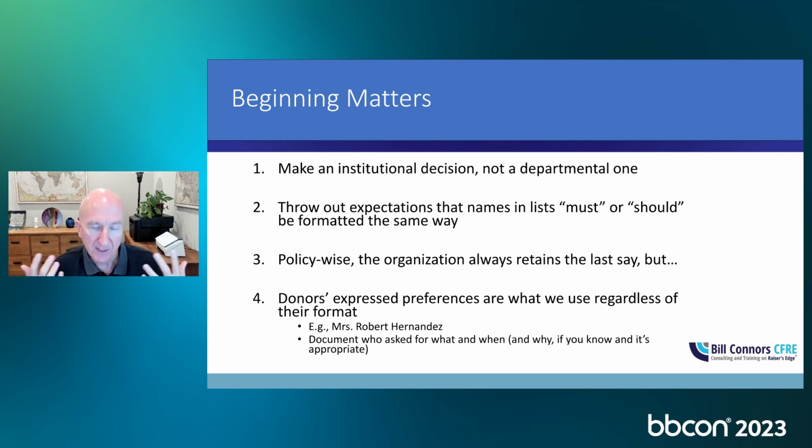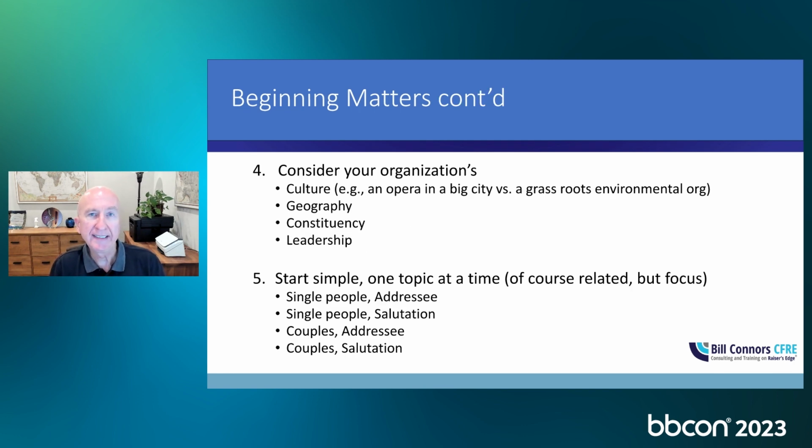And so when you get these requests from your constituents, they need to be documented. In Razor's Edge, I recommend a note with a note type of named format request, and that you document who asked for what when, so that you've got that history. Moving on then, we need to consider our organization's culture, geography, constituency, and leadership in making these decisions. I'm not here to tell you today what your ad sal should be.